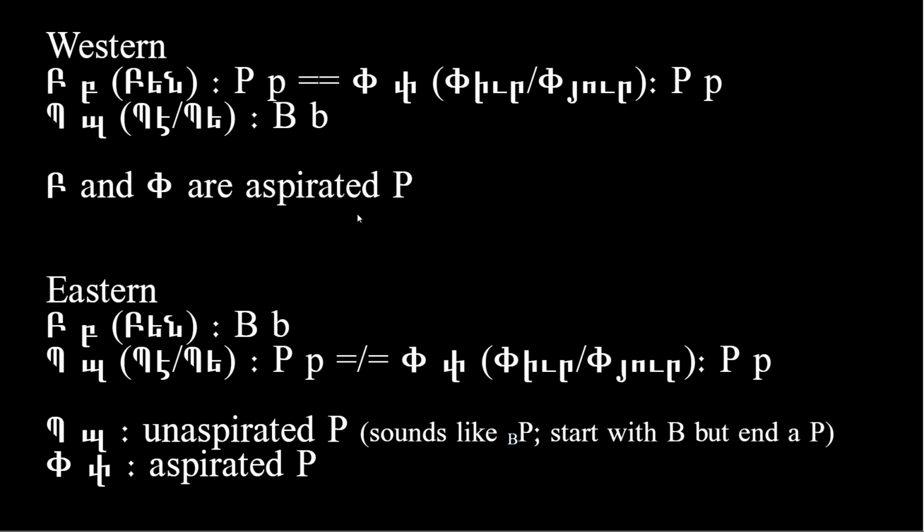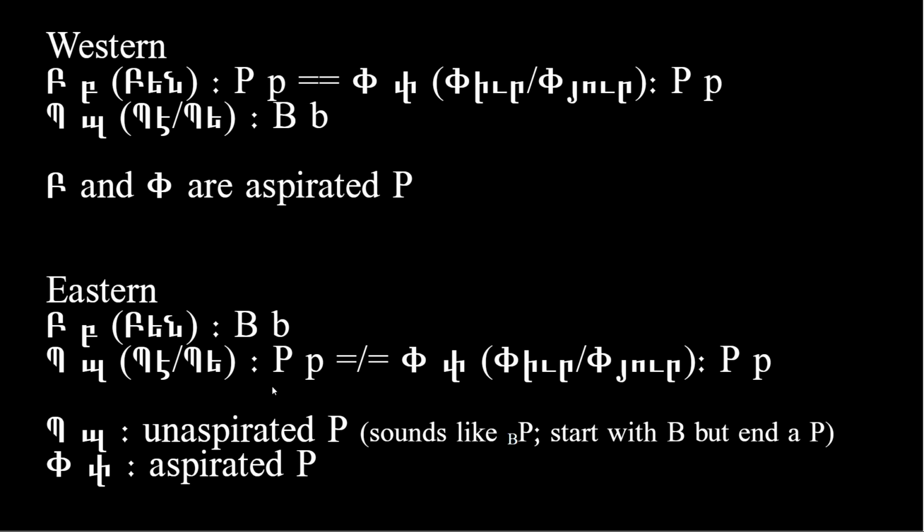So just to review, in Western Armenian, this letter pen gives a P sound, which is equal to the sound that is given by the letter pure, also a P sound. So they're both aspirated Ps. While this letter, B, is a B sound, an unaspirated B sound. While in Eastern, the second letter of the Armenian alphabet, Ben, is pronounced with a B. It gives a B sound.